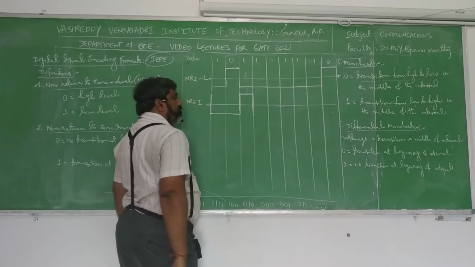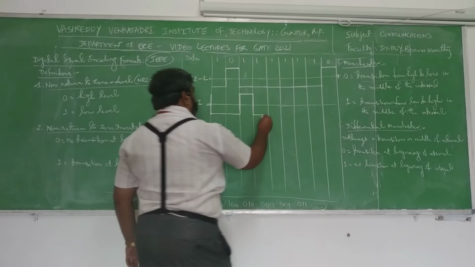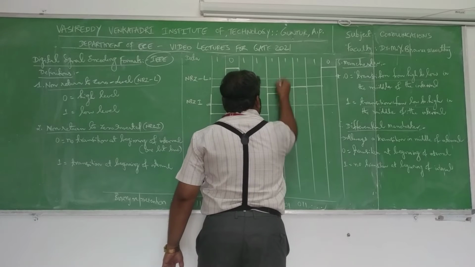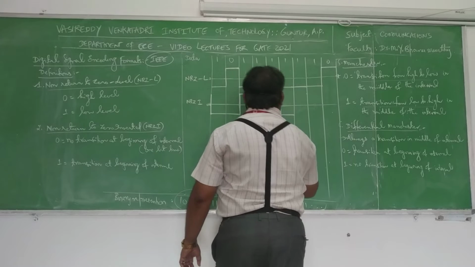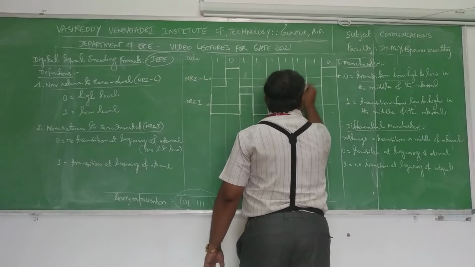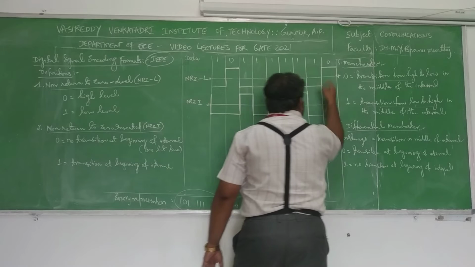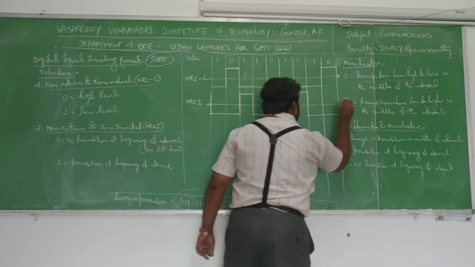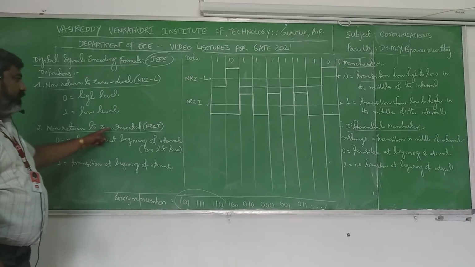You see the transition. Now this is the value which I am holding now. Again 1, so transition at the beginning of the interval. Then again 1, transition at the beginning of the interval. Then 1, transition at the beginning of the interval. Again 1, transition at the beginning of the interval. Then finally what we have is 0, so no transition. So you have to maintain this. So now you can see this is what is non-return to 0 inverted.